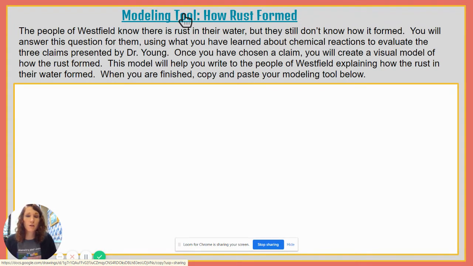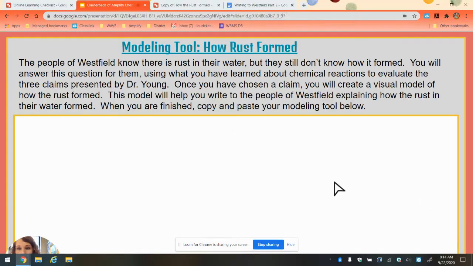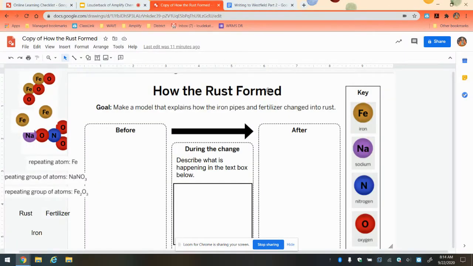And when you get to the modeling tool, you're going to rearrange some of the material in your modeling tool. At the end of it, you're going to copy and paste the modeling tool into your Google slide. So I already have the modeling tool up and ready to go. So what I first want to do is my before.